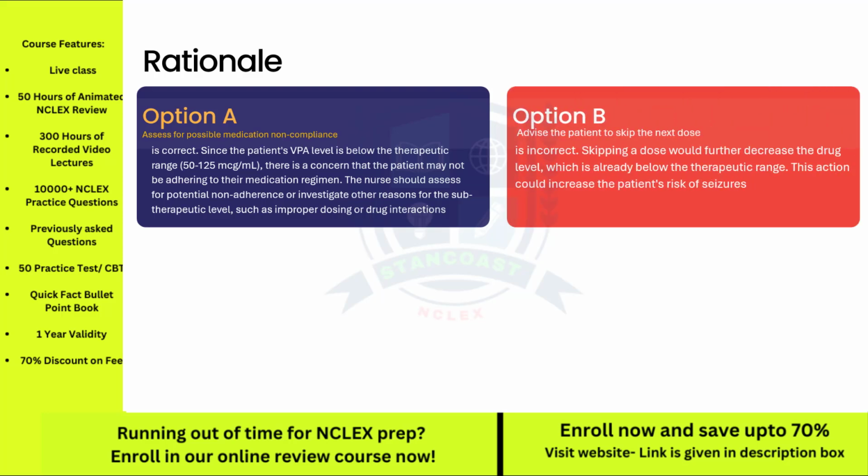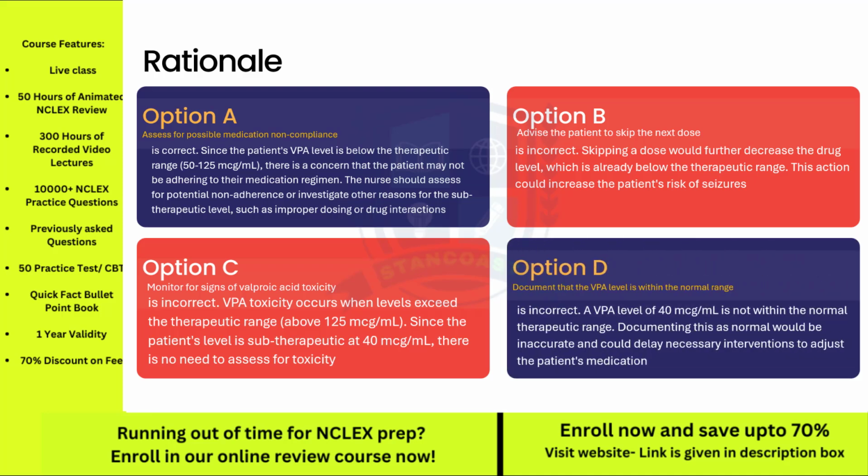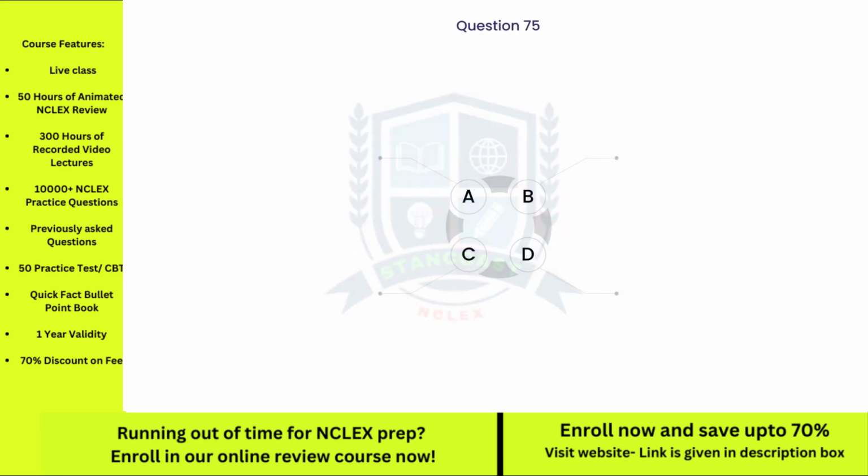Skipping a dose would further decrease the drug level, which is already below the therapeutic range. This action could increase the patient's risk of seizures. C is incorrect. VPA toxicity occurs when levels exceed the therapeutic range, above 125 mcg per ml. Since the patient's level is subtherapeutic at 40 mcg per ml, there is no need to assess for toxicity. D is incorrect. A VPA level of 40 mcg per ml is not within the normal therapeutic range. Documenting this as normal would be inaccurate and could delay necessary interventions to adjust the patient's medication. Let's move on to the next question.